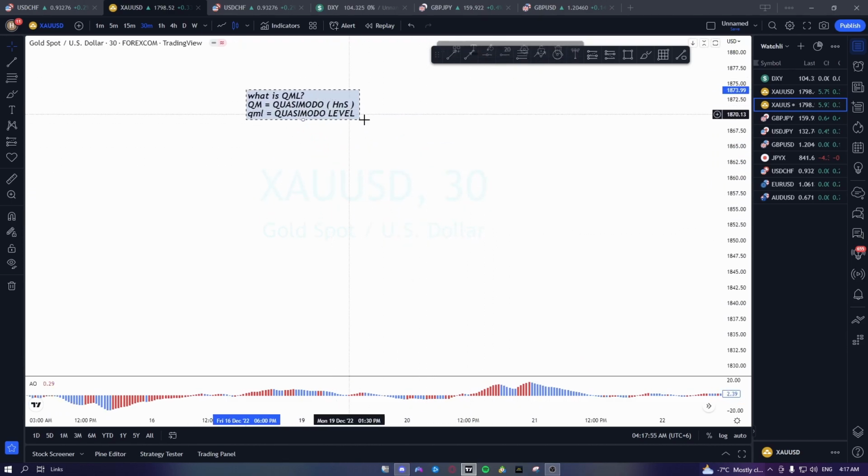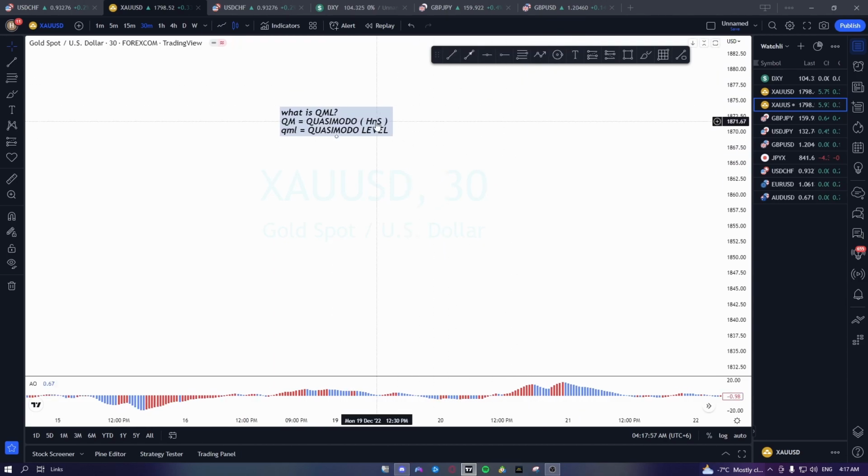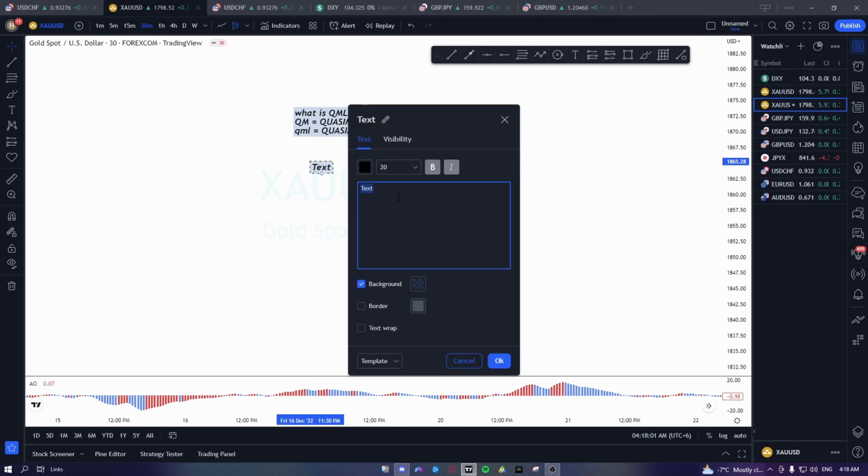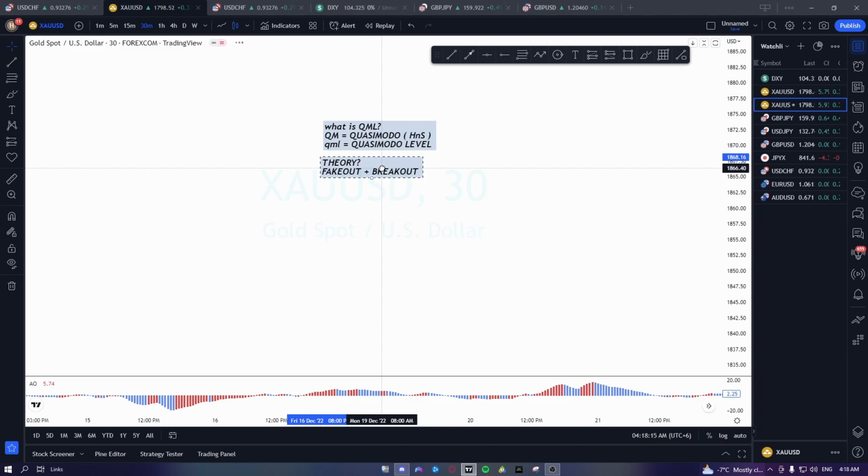Now what's the theory behind it? What is the whole thing? The theory behind it is basically fake out plus breakout. That's the theory behind it. We will make it as simple as possible with QM level. It's a pattern, of course, a sign of reversal.